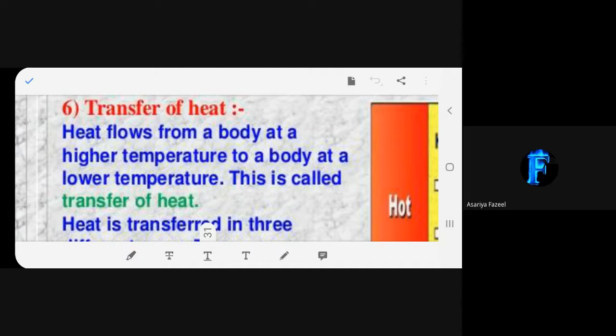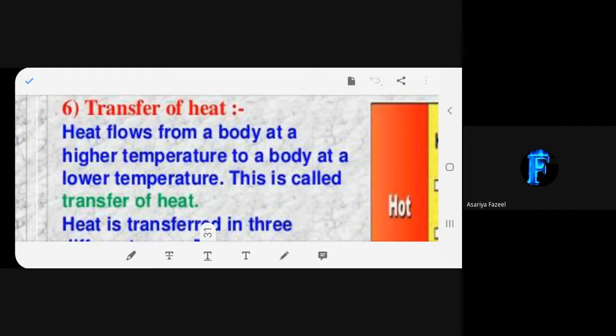Heat flows from a body at a high temperature to a body at a low temperature. This is called transfer of heat.